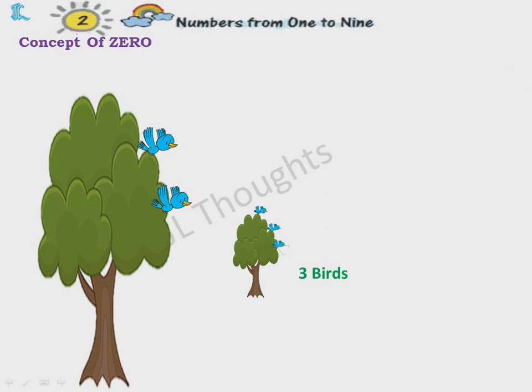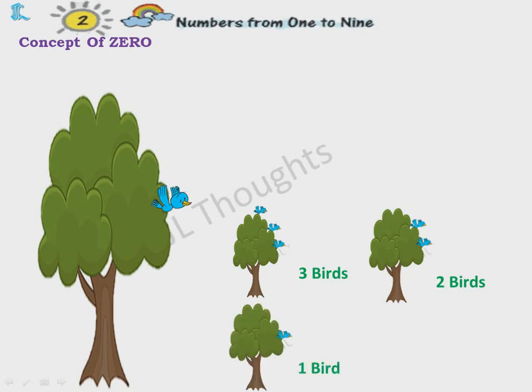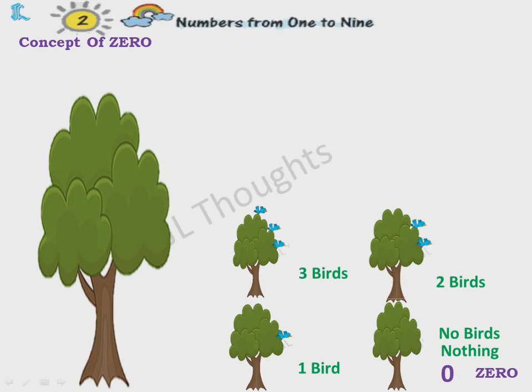See now next what happened? One bird flew away. So how many birds are left now? 1, 2. So now how many birds are there on the tree? 2 birds are there. Now one more bird flew away. So now how many birds are there on the tree? 1 bird. And if this bird also flies away, are there any birds on the tree? No. Now there are no birds on the tree.